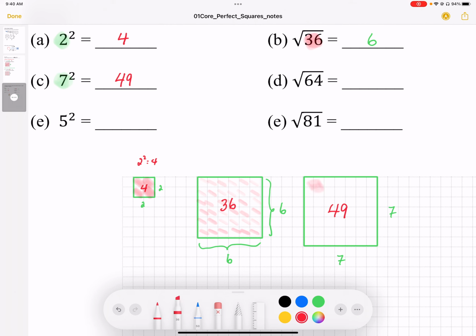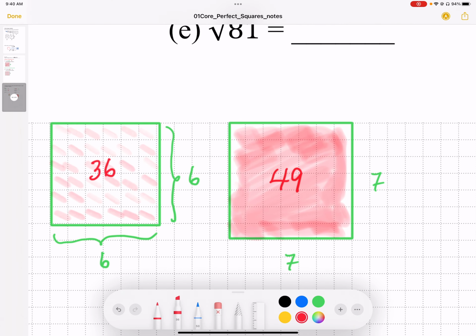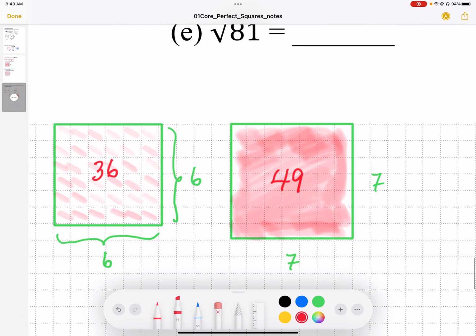So all this area is represented by 49 squares. And again, if you're not sure, you can always count the number of squares in that area and you're going to get 49 squares. So 49 arranged in a square pattern is going to give me a square with edge length of 7.